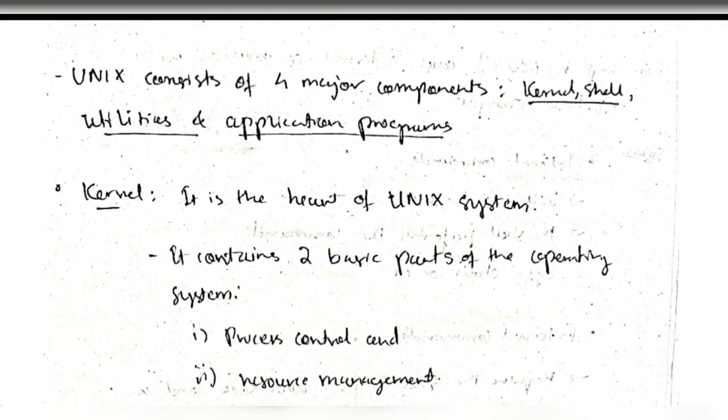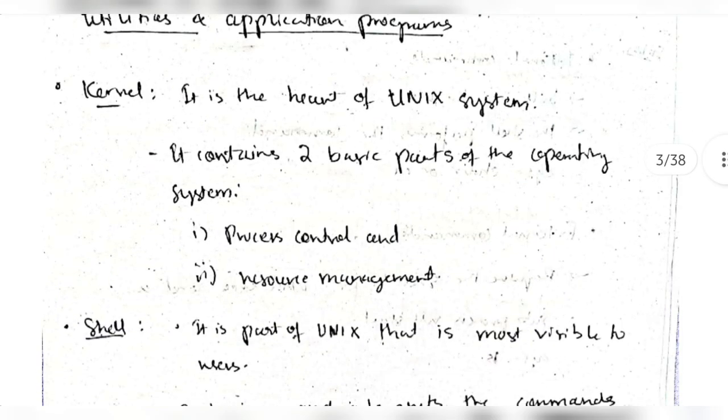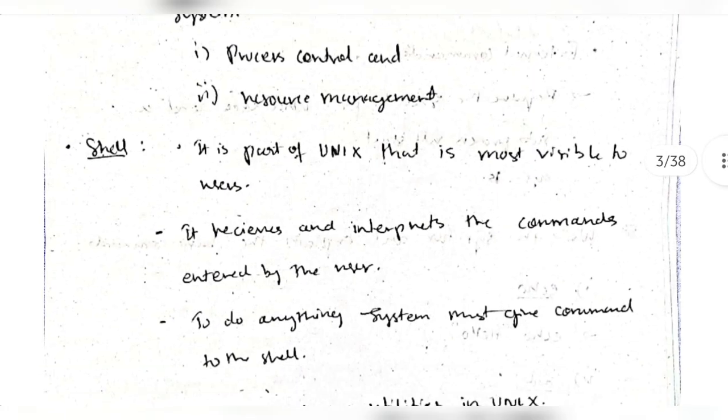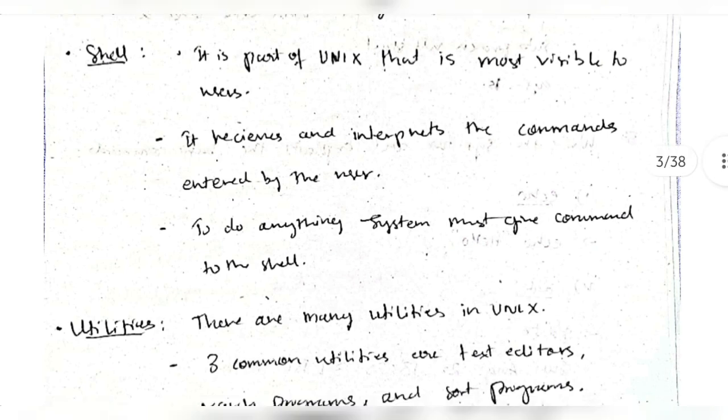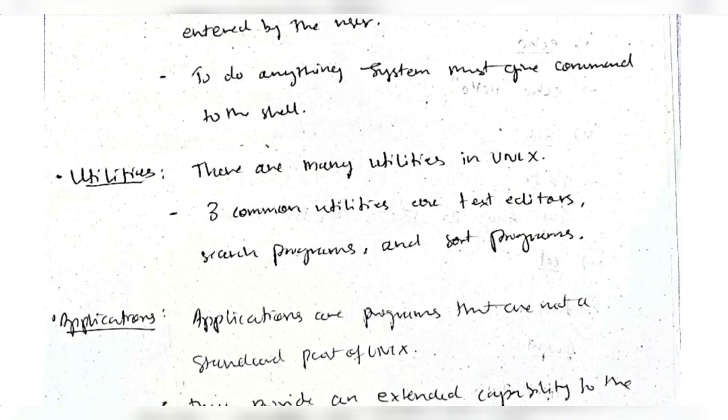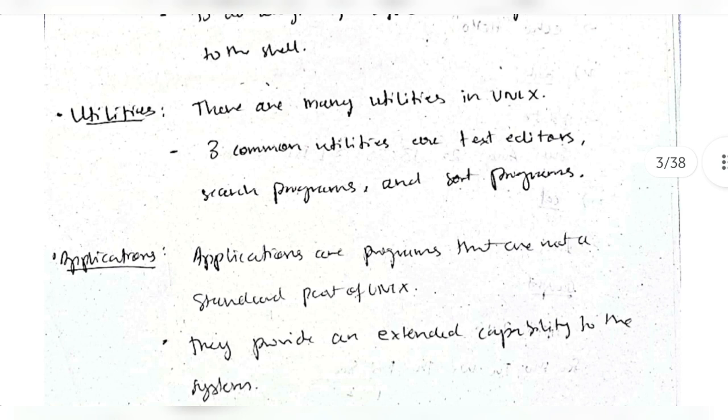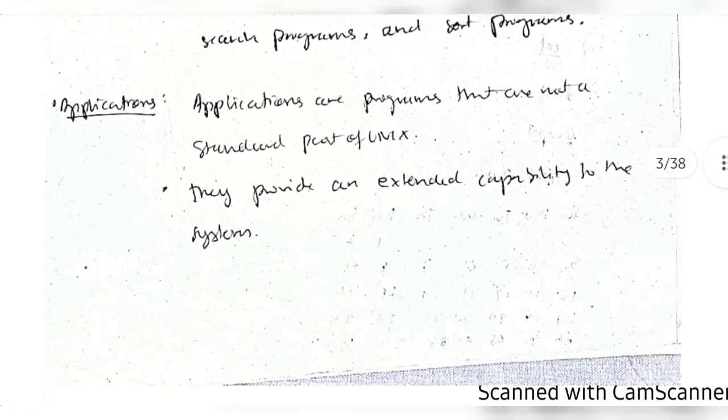There are 4 major components here: kernel, shell, utilities, and application programs. These are some of the points which I have mentioned here. About the kernel, it does process control and resource management, and the shell is more visible to the users, it receives and interprets the commands, and it interacts with the system, utilities and applications. What is a utility? Like text editor, search programs, sort programs, these are utilities. And application programs means they are inbuilt applications which are present in the Unix system. Just make the diagram, explain these 4 points.